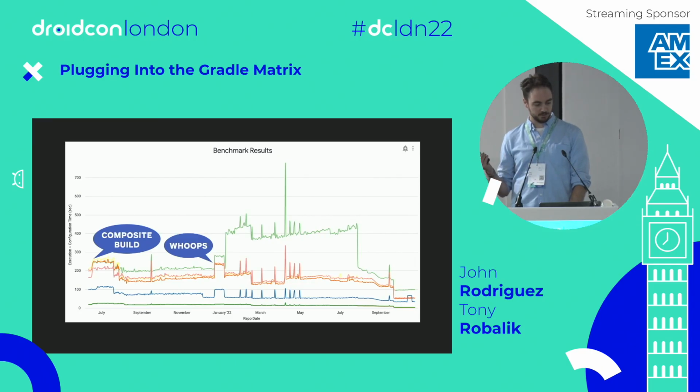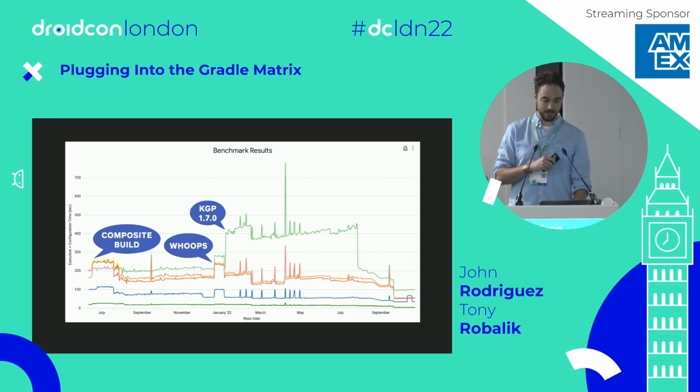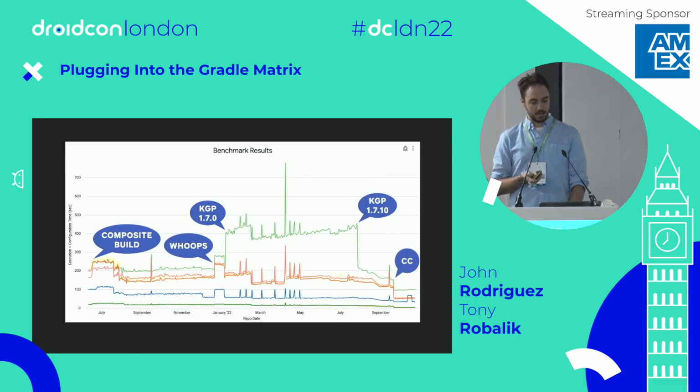The next thing that happens in this timeline is KGP 1.7, that's Kotlin Gradle plugin. That had a major regression, but we couldn't avoid it, so we just bit the bullet and took it in. Later on, KGP 1.7.10 fixed the regression. Good for them. And then finally, at the end of this timeline, we made our build configuration cache compliant, and you see that it goes down a lot. And the other little spike is just noise in the data.